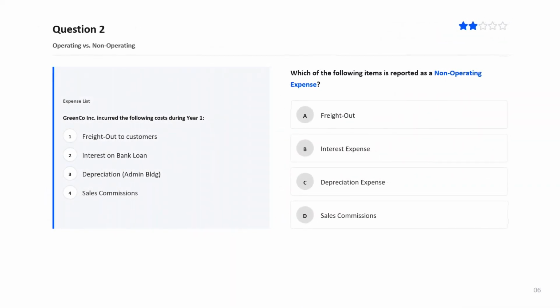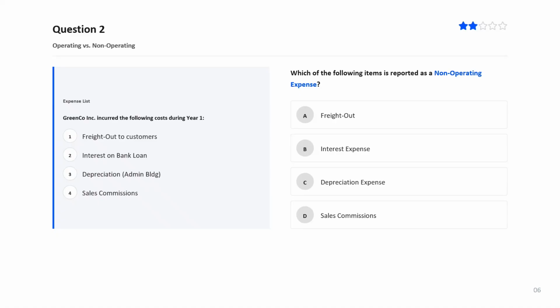Now let's do a question about the classification area. It's basically distinguishing between operating and non-operating items. This is also a common trap on the CPA exam. The core question here is which of these expenses relates to the company's main day-to-day business operation.